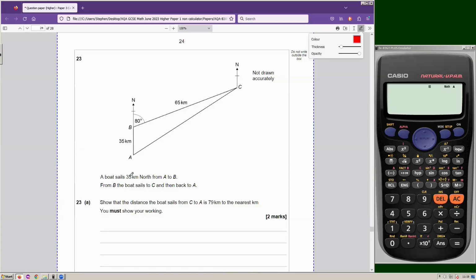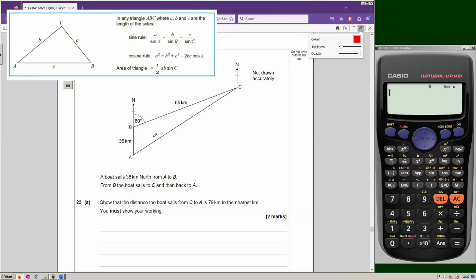Question 23. A boat sails 35 kilometers north from A to B. There we go. From B, the boat sails to C and then back to A. Show that the distance the boat sails from C to A is 79 kilometers to the nearest kilometer. You must show your working. Well, it's either sine rule or cosine rule, and these are given on the formula sheet. I'll just put them up there.